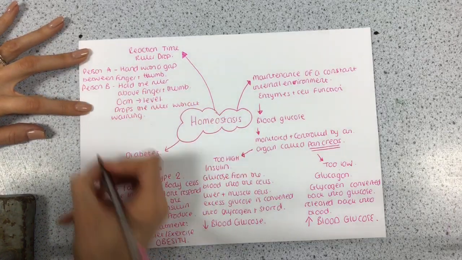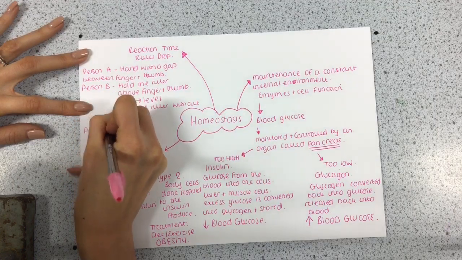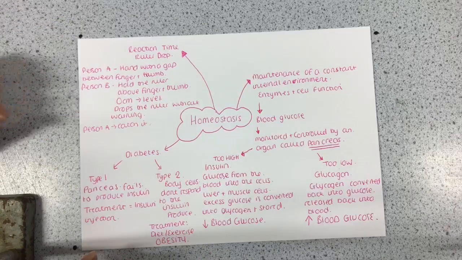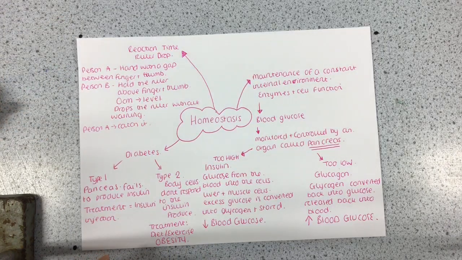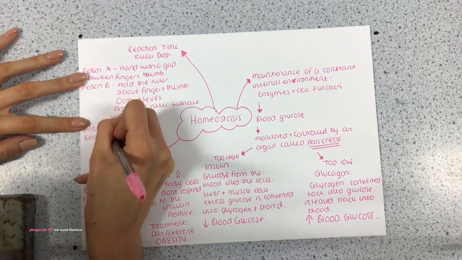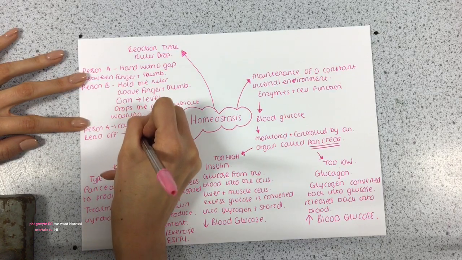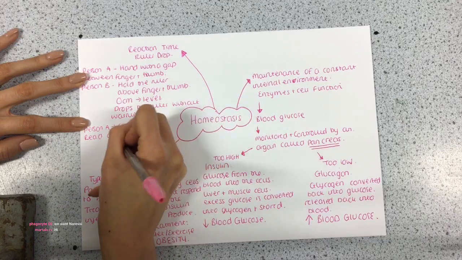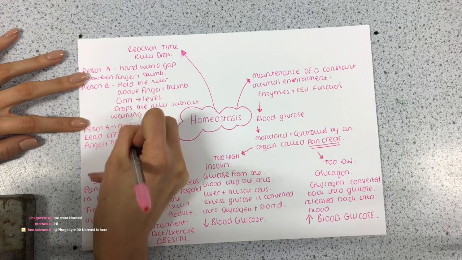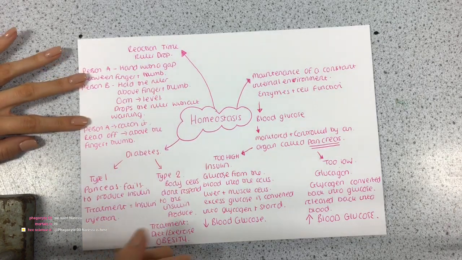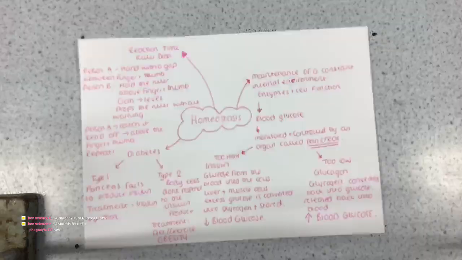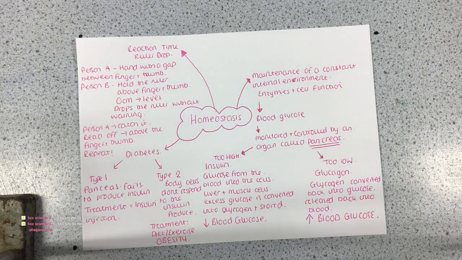Okay, and obviously person A will catch it. When person A has caught it, you then need to read off the ruler where they've caught it. So you could read off from above the finger and the thumb. And then obviously you would repeat again. Okay, so that's a basic method for the reaction time required practical.